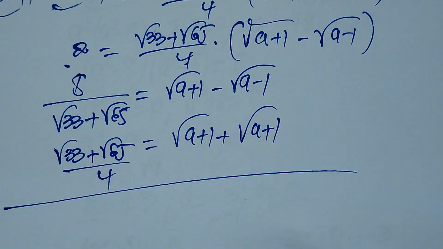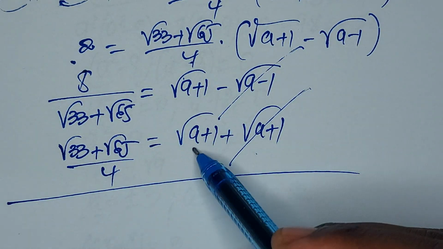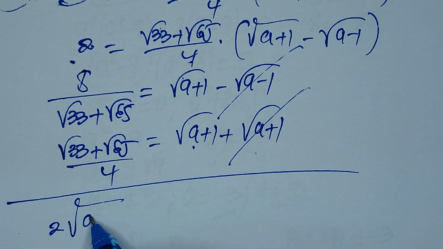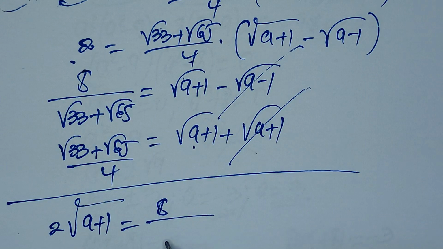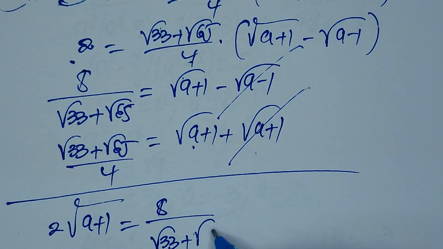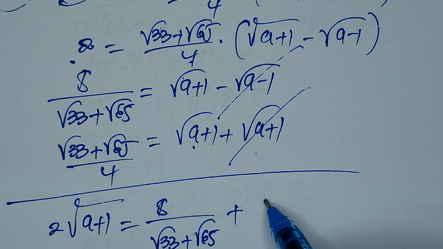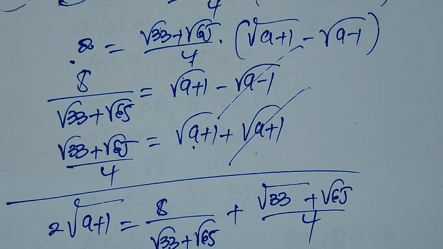Now what I'm going to do is add both sides, side by side. This plus this is 0. This plus this gives me 2 times this. So I'm going to write on this side, to be more practical, this is a plus 1. And I'm going to add these terms too: 8 divided by square root of 33 plus square root of 65, plus square root of 33 plus square root of 65, divided by 4.